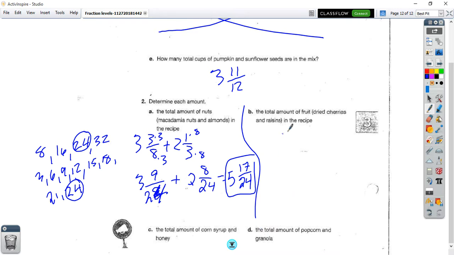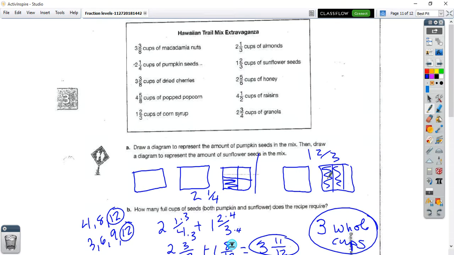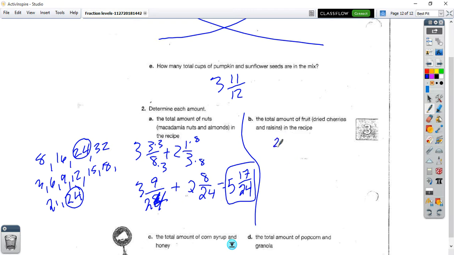Then I have B. What's the total amount of fruit, dried cherries, and raisins in the recipe? So we need to go back. We have fruit, dried cherries, 3 3/8, and then raisins, 4 1/2. So we have 3 3/8 plus 4 1/2. Well, I know that half goes into 8 four times. 3 3/8 plus 4 4/8 is equal to 3 plus 4 is 7, and 3 plus 4 is 7/8. 7 7/8 is my solution.